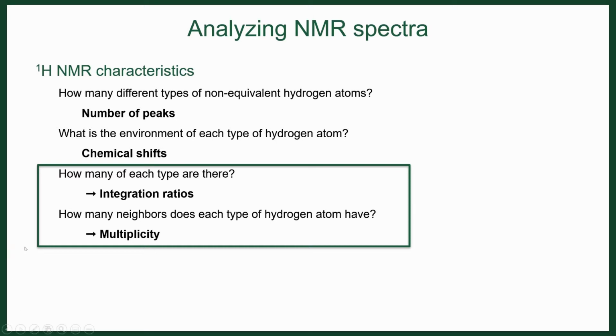And we're also concerned with this idea of multiplicity, which indicates how many neighboring hydrogen atoms are on an adjacent atom. So here with this idea of multiplicity or signal splitting, we can get a lot of powerful information to interpret proton NMR and get a very specific structure.